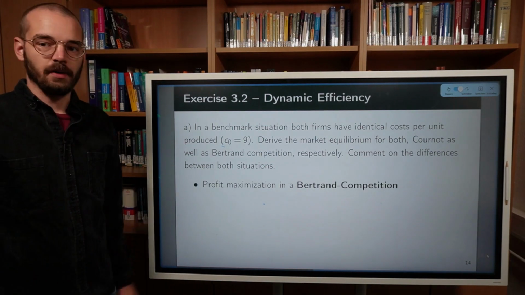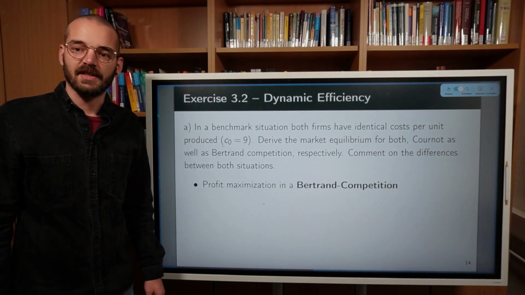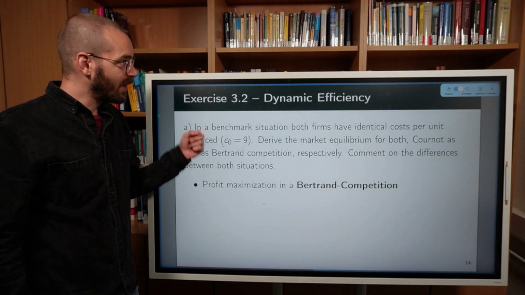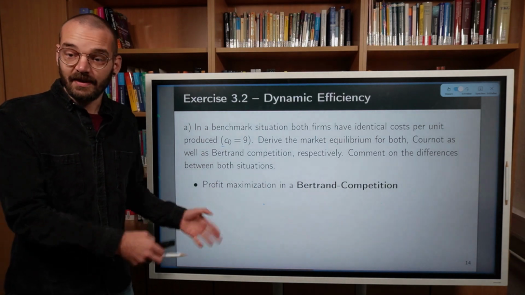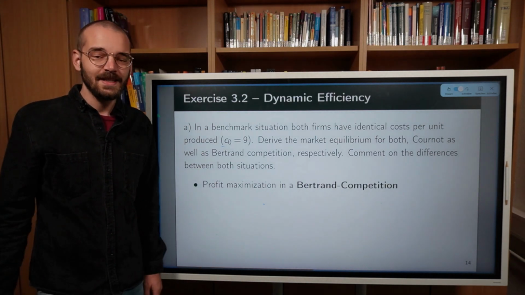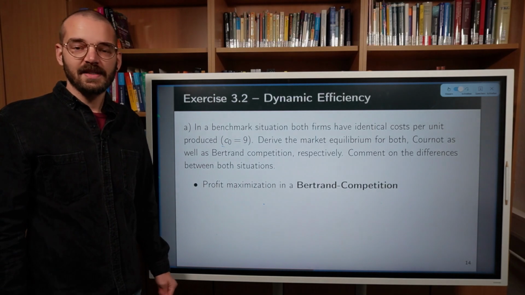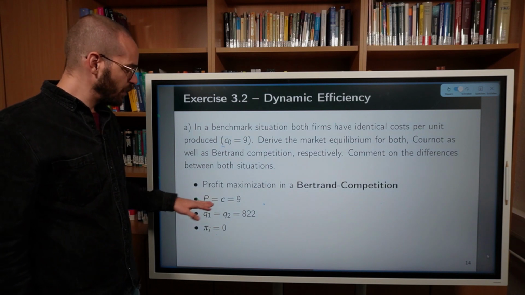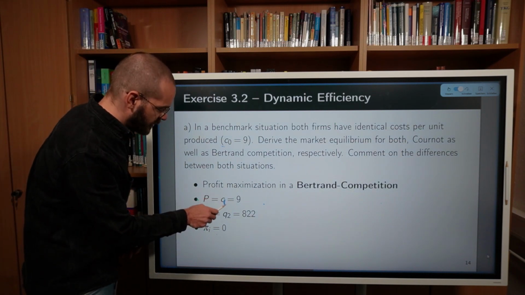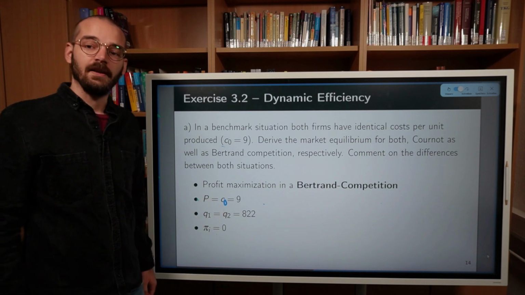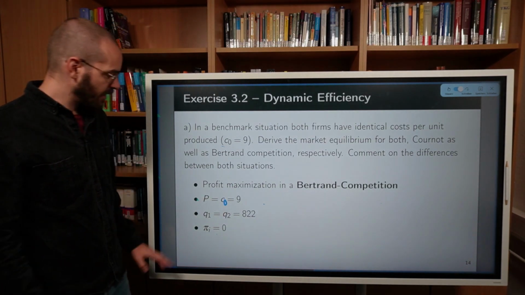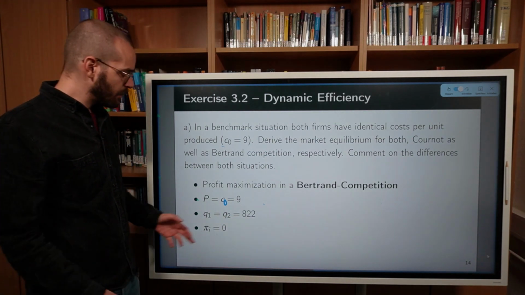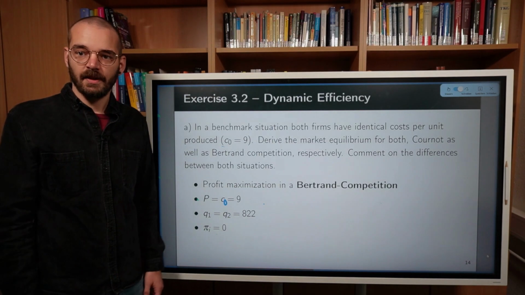Onto the Bertrand competition. As we discovered last week, finding the market equilibrium in this version of the Bertrand competition is really easy, because we know that the price will take the value of the marginal costs. So the price in the market will be equal to C0, equal to 9. And for this price, we know that each firm will produce 822 units of this good, and the profits of both firms will be 0.